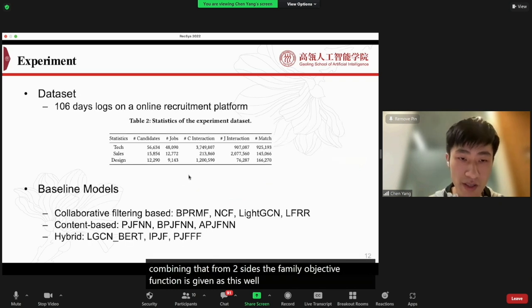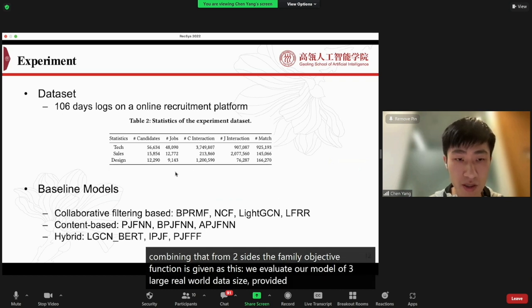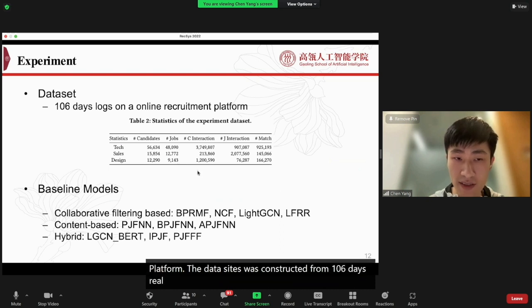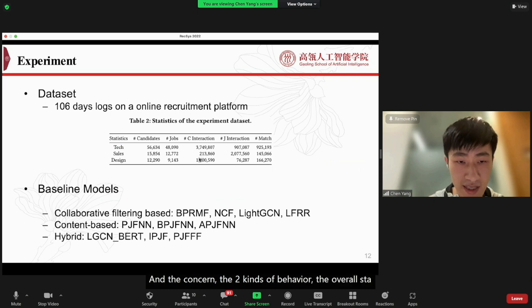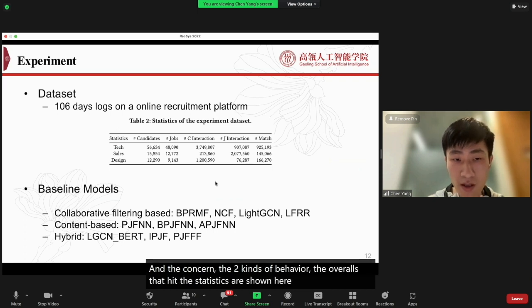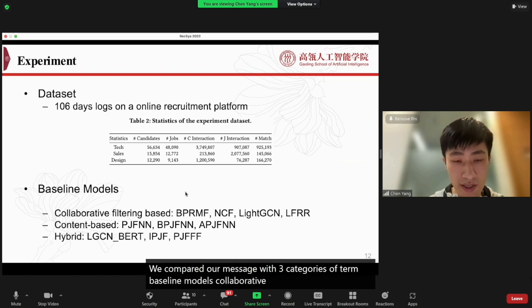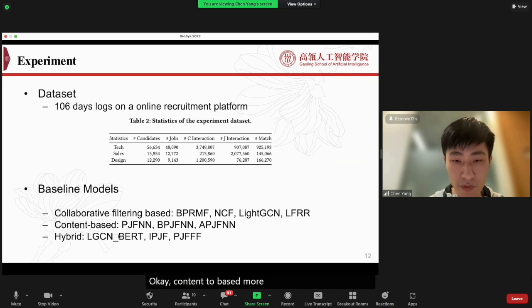We evaluate our model on three large real-world data sets provided by a popular online recruitment platform. The data set was constructed from 106 days of real online logs and contained two kinds of behavior. The overall statistics are shown here. We compared our methods with three categories of 10 baseline models: the collaborative filtering-based model, the content-based model, and the hybrid model.